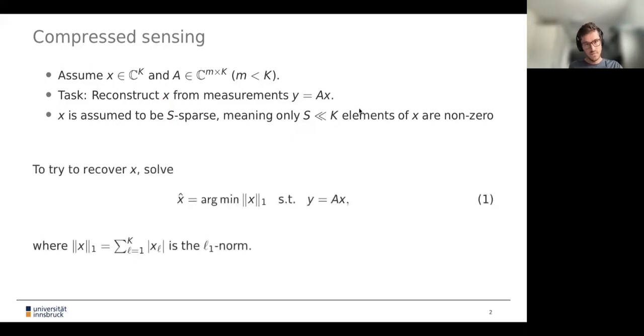To try to recover x, we're going to solve the following optimization problem. We're going to try to find the x with the minimum L1 norm that satisfies our linear constraints. Here, the L1 norm is defined as usual, just the sum of the absolute values of our vector x. Why do we do that? Well, for one, the L1 norm is sparsity inducing. So by minimizing the L1 norm, we hope to find the sparsest vector x that satisfies this linear set of constraints. Why the L1 norm and not some different norm, you might ask?